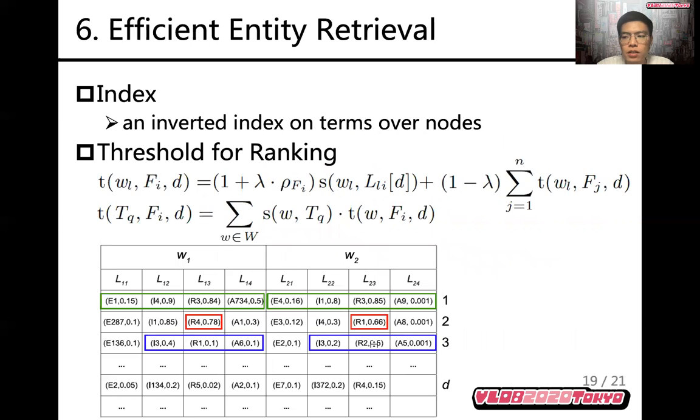For efficient entity retrieval, we use the property of monotonicity for ranking. We build an inverted index on terms over nodes ranked by the node scores with the same node types. Then the threshold at this level of the term in an entity family is given recursively like the structure-aware combination function. By aggregating the thresholds on all the nodes referred by the query entity, we could obtain the threshold for the similarity scores between the given query and the entities in each level.